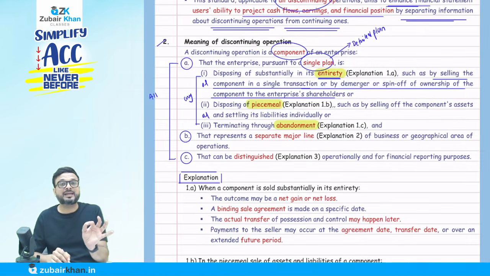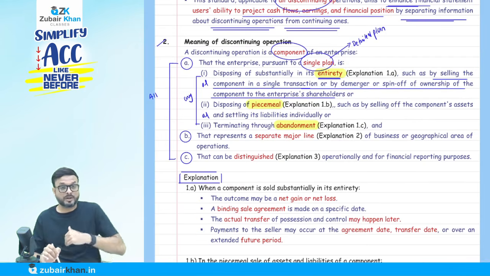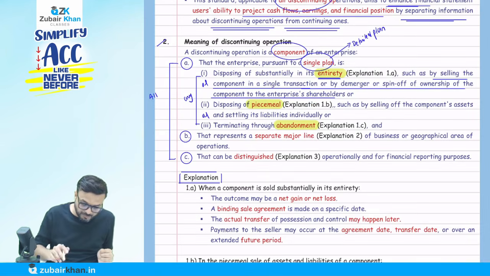So in point A, they say the single, detailed plan is for disposing of in its entirety, or piecemeal, or by abandonment. Any of these happening is enough, not necessarily all of them. Obviously any one of these three is going to happen. This is the first point of A.